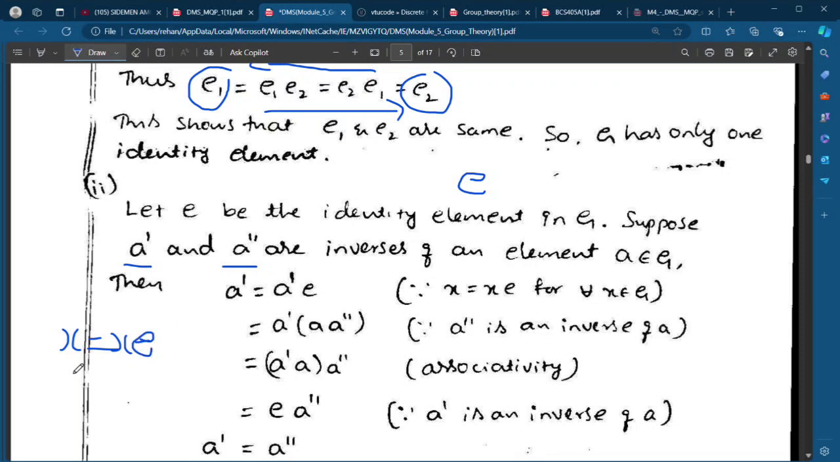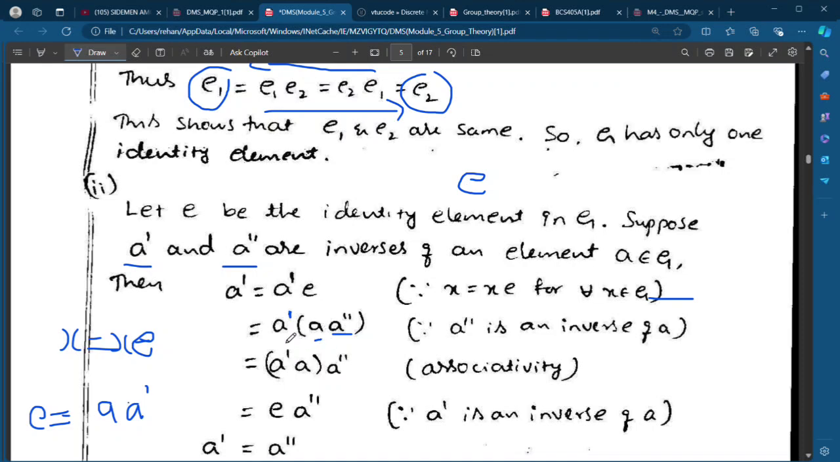Why? Because X into E is equal to X itself, for all X belonging to G. From one theorem we have proved, in general it is. Then I can write E is equal to A into A inverse. A into A inverse is equal to E, I know that. Since I have already taken A dash, instead I will take A into some other inverse, that is A double dash. So E can be written as A into A double dash.